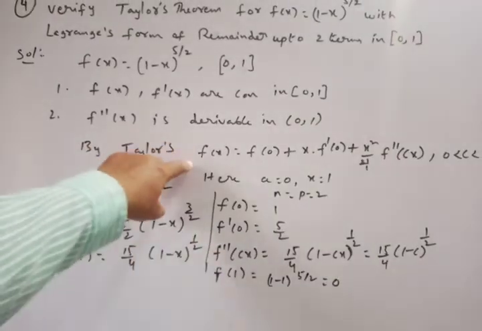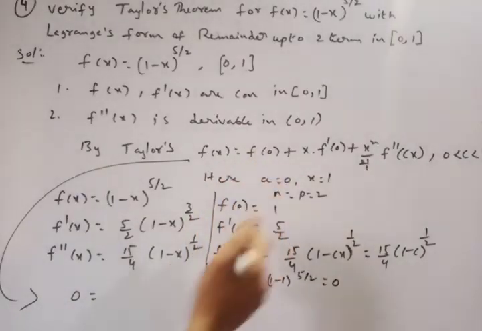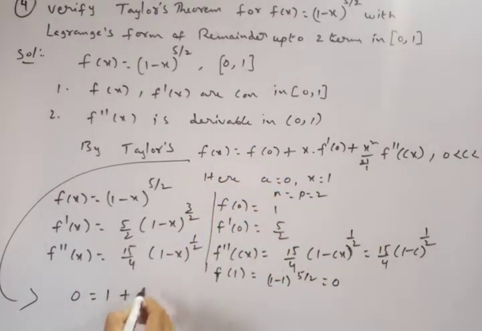Now substitute here. If I substitute here, what do I get? f of x, I got 0. So 0 is equal to f of 0, what is the f of 0 value? 1 plus x into f dash of 0. f dash of 0, how much? 5 by 2, or minus 5 by 2? Okay, one minute, extremely sorry.